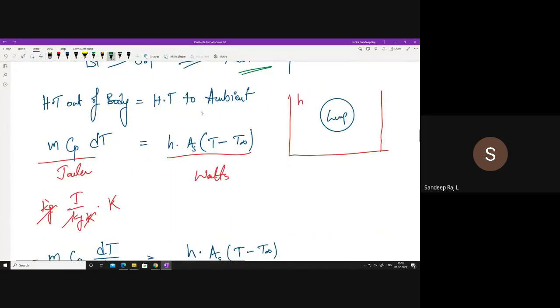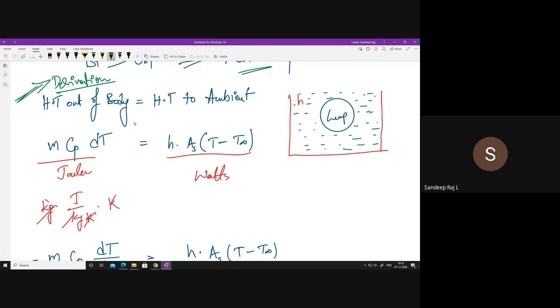Now we are going to derive an equation for finding the temperature, the heat transfer, and so on. For the derivation, you have taken a lump here, in some atmosphere. It can be water, some liquid, gas, anything, and it is completely exposed to this particular environment. Then you have taken the energy conservation: heat transfer out of the body is equal to heat transfer to the ambient.